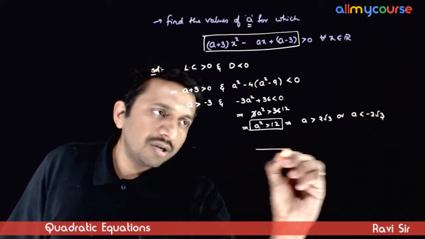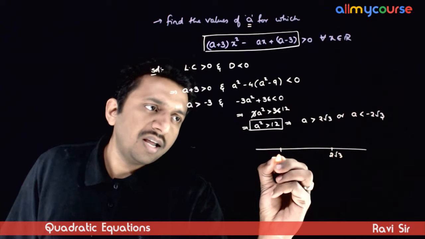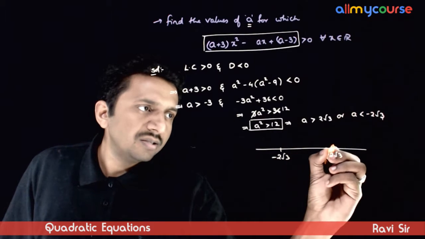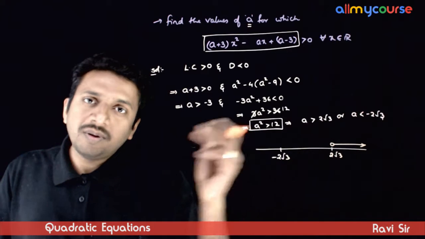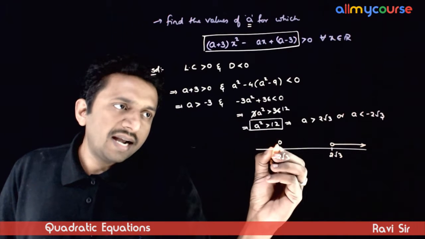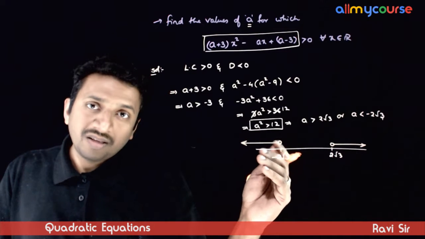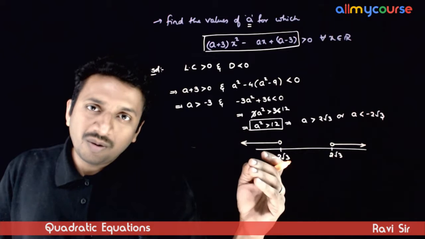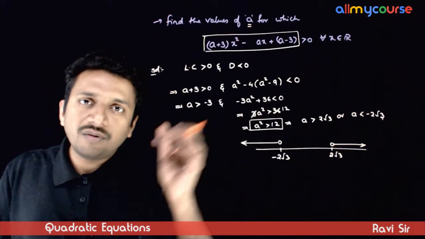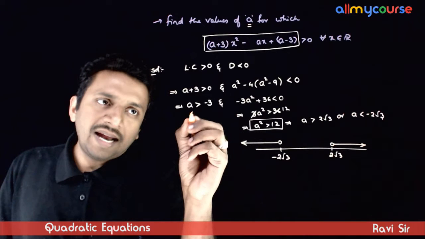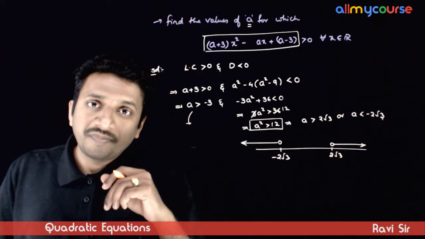So if you plot the solution on the real number line, you have +2√3 and −2√3. If a is greater than 2√3, a² will be greater than 12, and a is less than −2√3 also. Once you square it, the number will be more than 12. So this is the solution for this side, and a has to be greater than −3. This also has to happen.